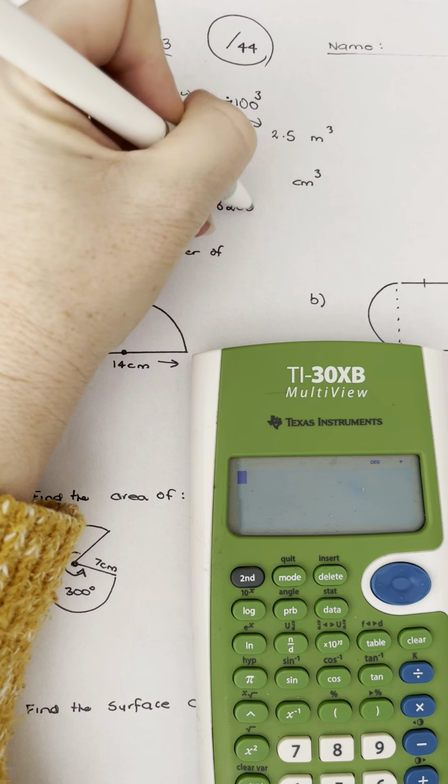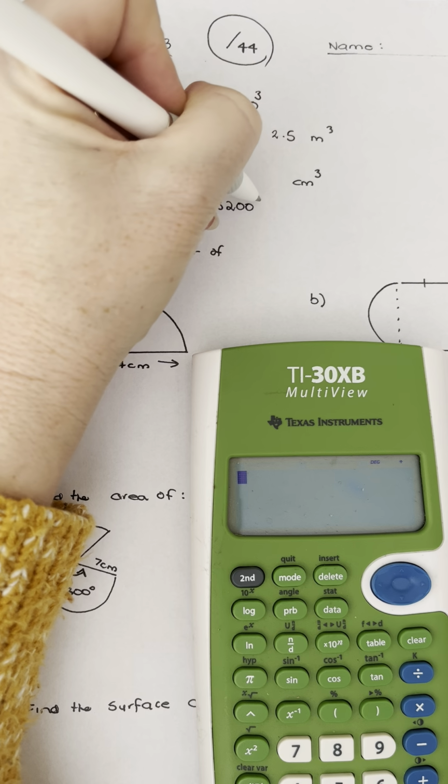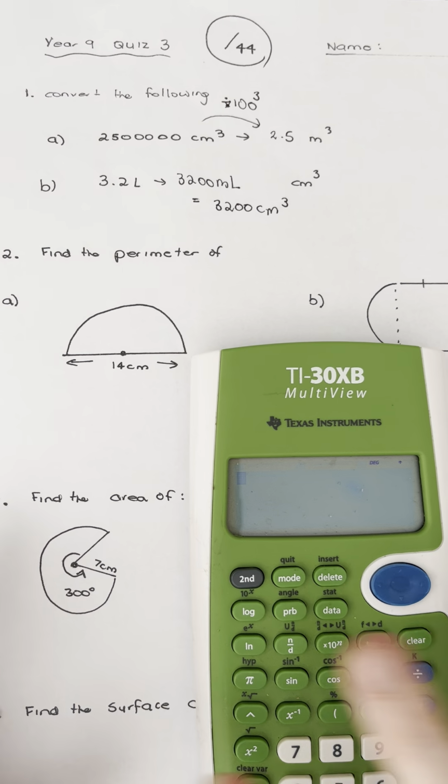The next one we've got is 3.2 litres, and it's being converted to centimetres cubed. Now I know that 3.2 litres is the same as 3,200 millilitres, and then I know that my conversion for 1 millilitre is 1 centimetre cubed, so that's going to equal 3,200 centimetres cubed.